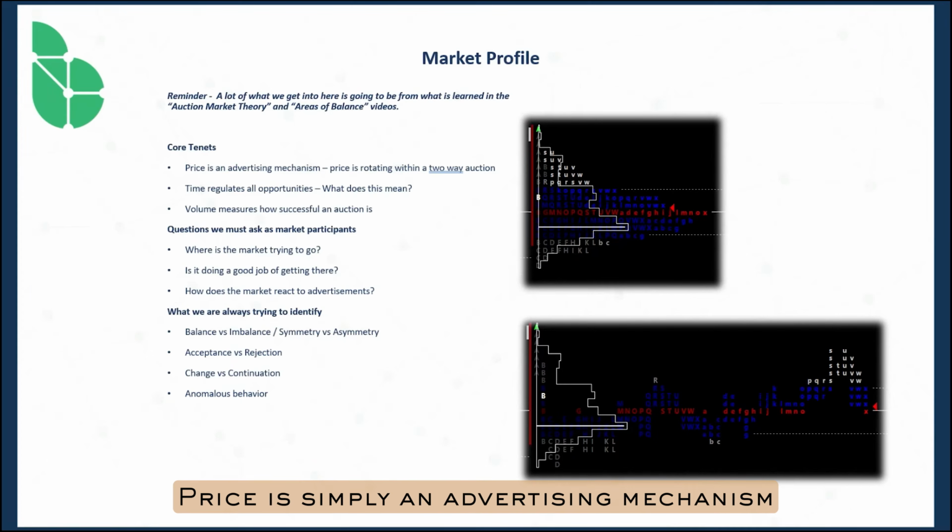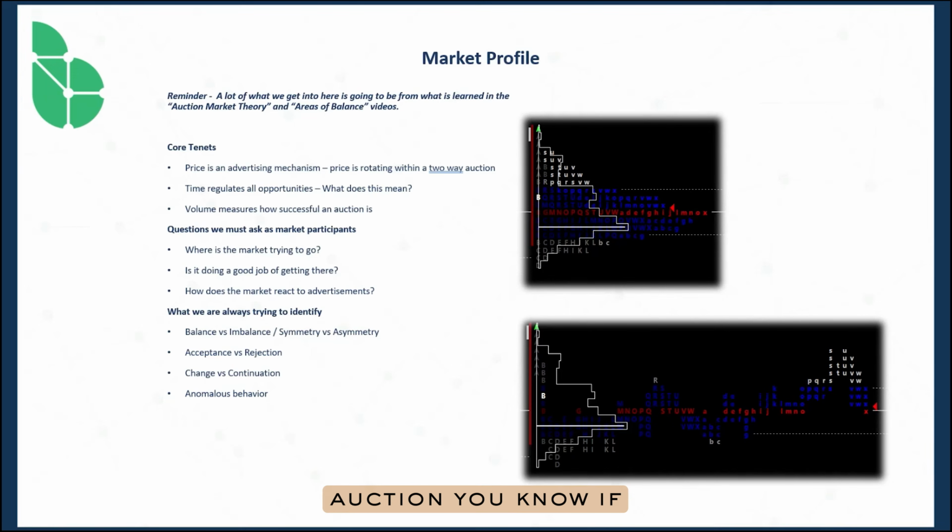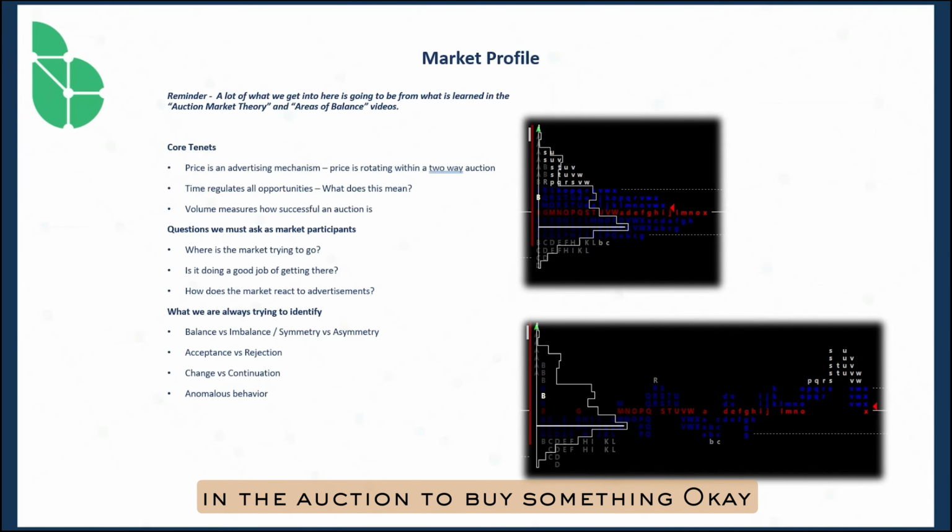Price is simply an advertising mechanism within a two-way auction. In a one-way auction, if we're auctioning cattle, for example, there are buyers, and maybe a seller, one side of the market gearing up to participate in the auction to buy something. But the market we're talking about in trading and investing is a two-way auction, with sellers and buyers acting in their own interest. So price is the advertising mechanism, and it's rotating within this two-way auction.